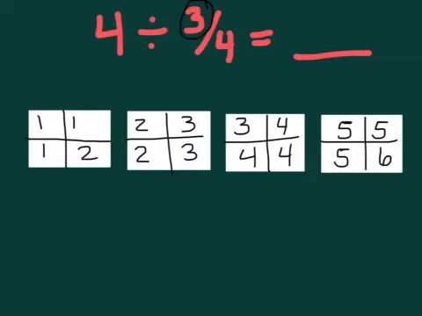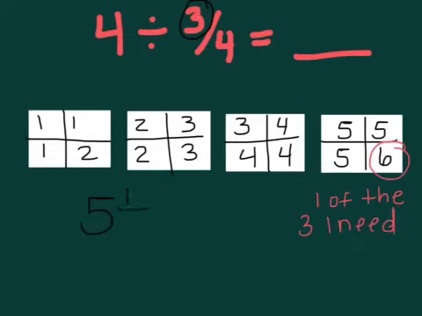So I have 5 whole groups of 3/4, and I have one, this is one of the 3 that I need. So this is 5 1/3.